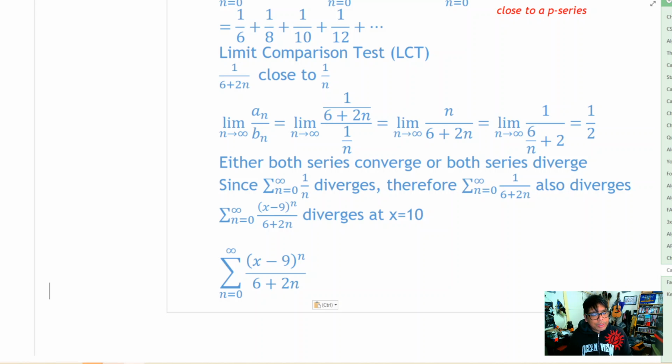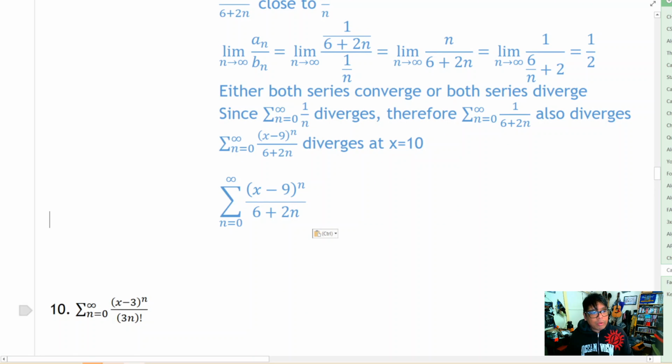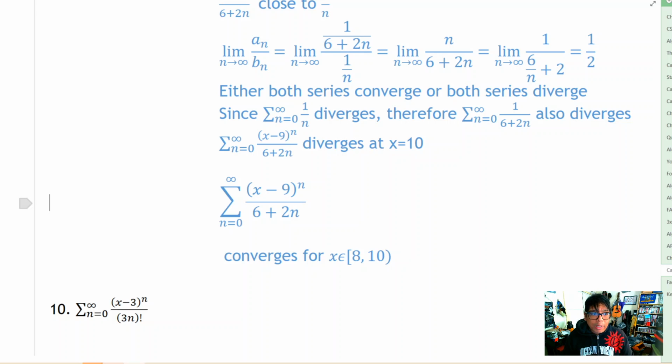Our series (x minus 9)^n over 6 plus 2n is going to converge absolutely for x between 8 and 10, and it's also going to converge at x equals 8. The series doesn't converge at x equals 10, so we're going to keep this a half-open interval, and this half-open interval from 8 to 10, including 8, not including 10, is the full interval of convergence for the series.